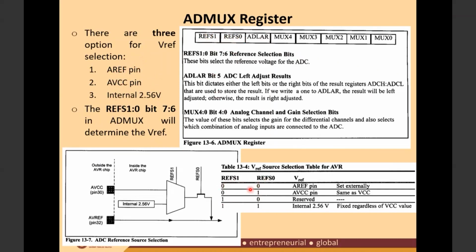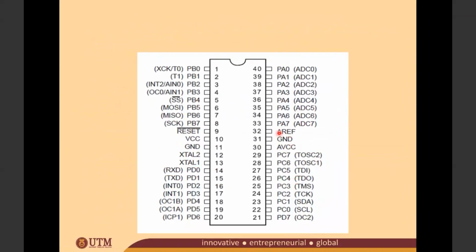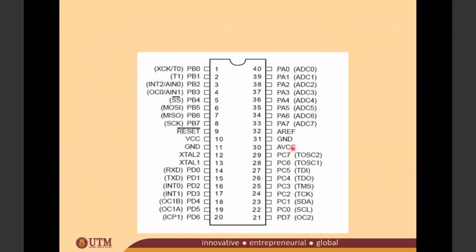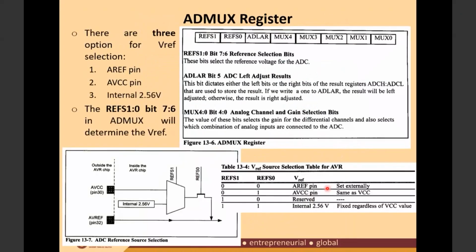If you put 0, 0, your VREF will come from the AREF. Here you can see the VREF comes from pin number 32, which is your AREF. If you put 0, 1, the VREF will come in from your AVCC. Here you can see the AVCC is pin 30. If you put 5 volt to this AVCC, your VREF automatically becomes 5 volt. This AVCC pin is the same as VCC, so depending on your VCC, if your VCC is 10 volt, then your VREF becomes 10 volt.